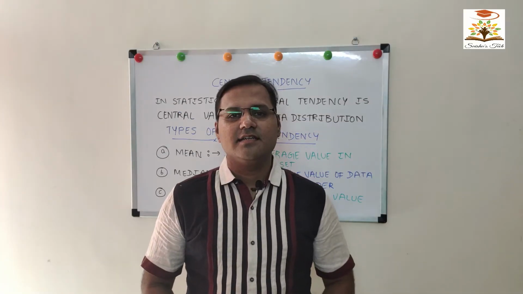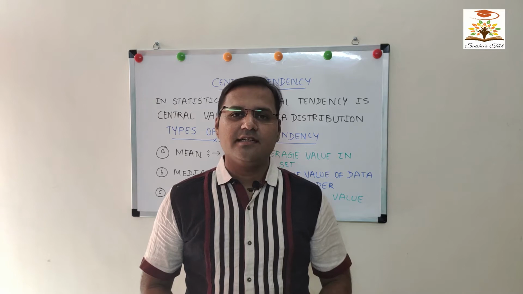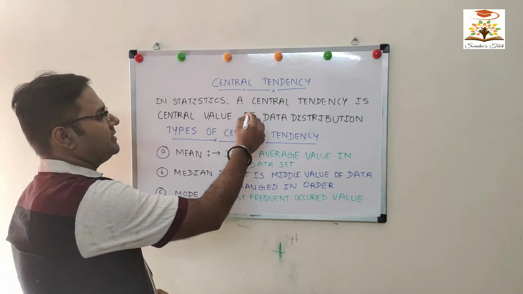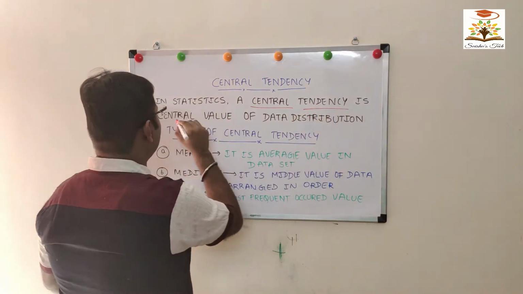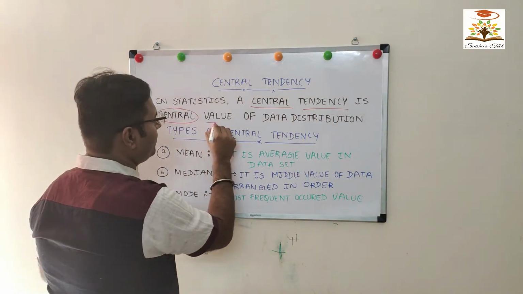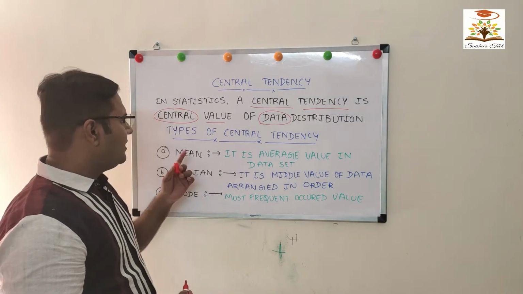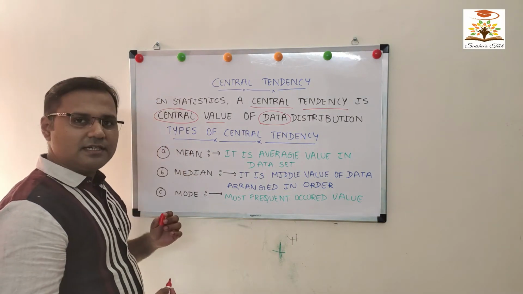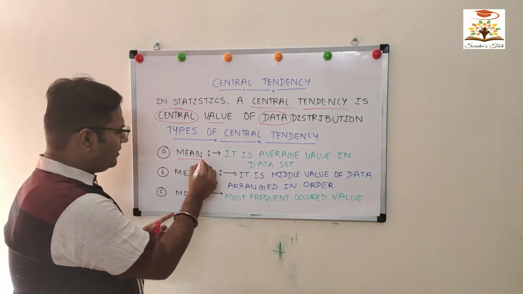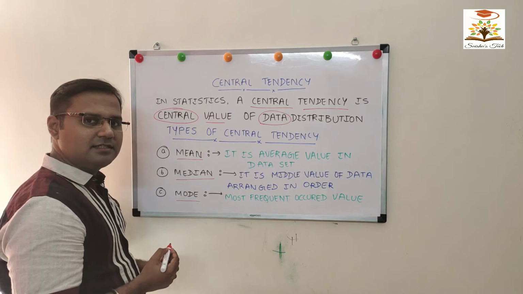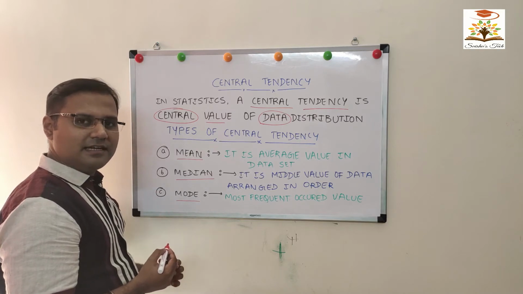Now, let us understand the central tendency definitions and types of central tendencies. By definition, central tendency is the central value of the data which is provided to us. Here, there are many types of central tendencies: mean, median and mode. These are the three types of central tendencies which help us to understand data.